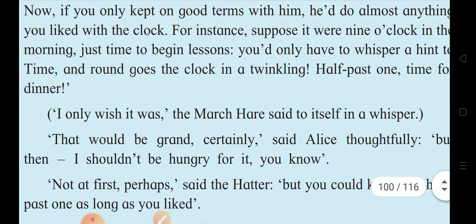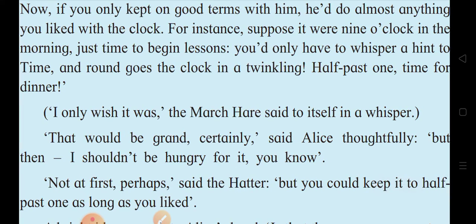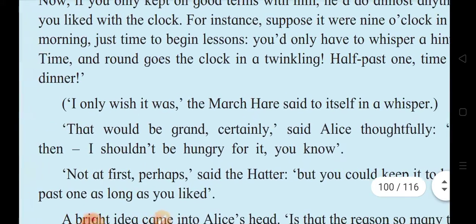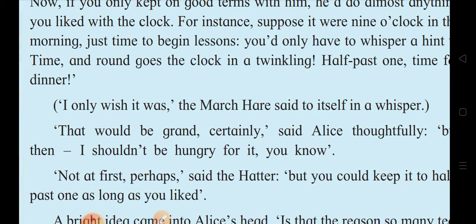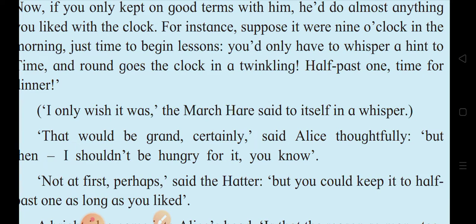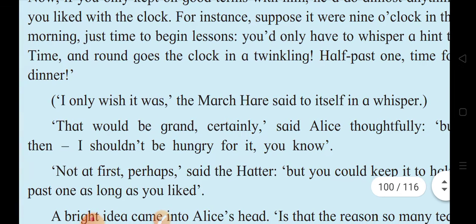You have to give a hint to him, and round goes the clock in a twinkling. 1:30, time for dinner. So if you just give a hint to the time, it will go round and round, and it will stop in a twinkling manner. 1:30 means time for dinner. Over here, for them, 1:30 is the time for taking dinner. So he is saying that if you are in good terms, then even if it is 9 o'clock in the morning, he can just move around, and it will be exactly 1:30 wherein you can have your food.